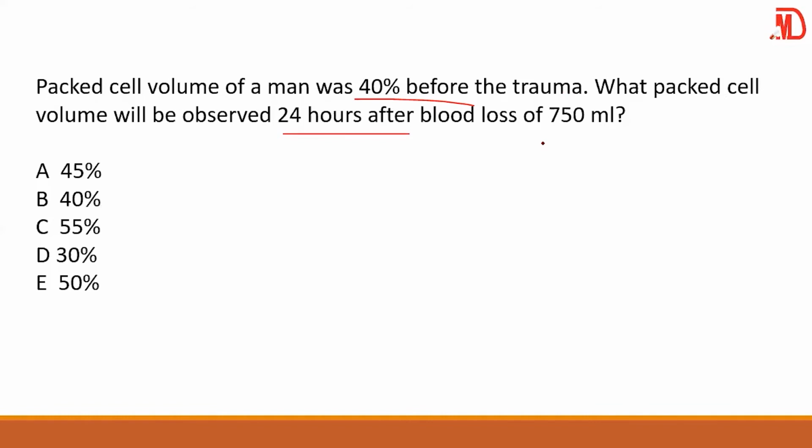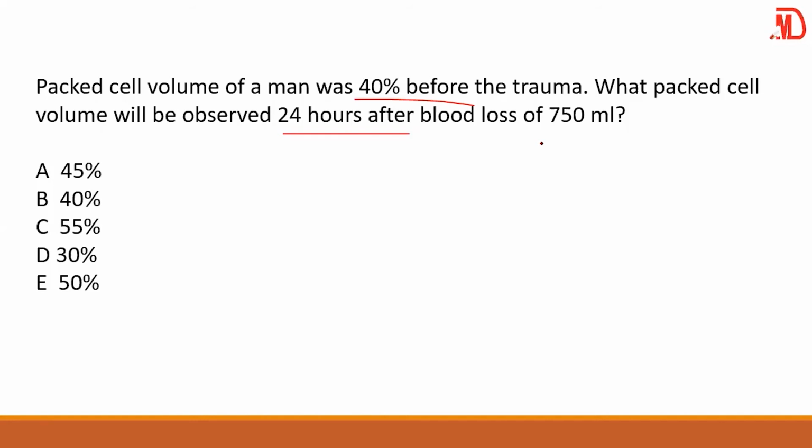Blood loss during trauma always results in loss of all components of the blood, including the cells and the fluid or liquid. And of course, the packed cell volume is also known as hematocrit. So that means that hematocrit will be reduced, or the packed cell volume, which was given at 40, would definitely be reduced.